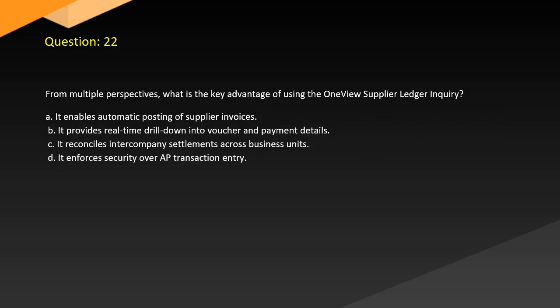Question 22. From multiple perspectives, what is the key advantage of using the OneView supplier ledger inquiry? A. It enables automatic posting of supplier invoices. B. It provides real-time drill down into voucher and payment details. C. It reconciles intercompany settlements across business units. D. It enforces security over AP transaction entry.